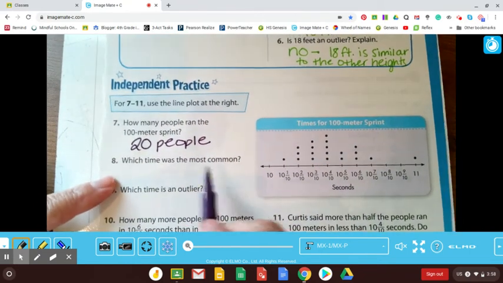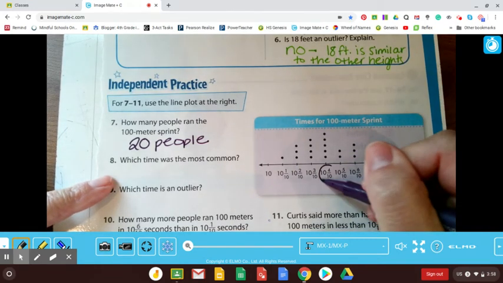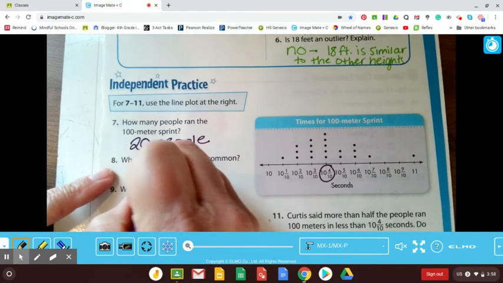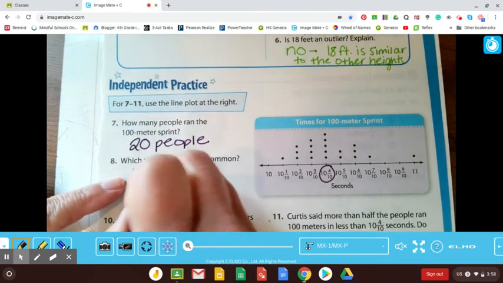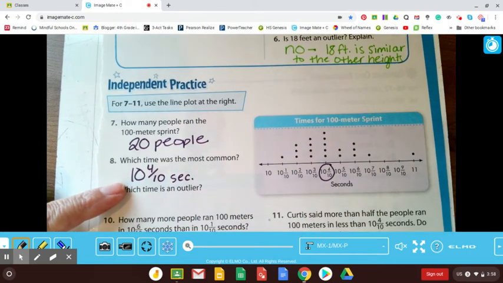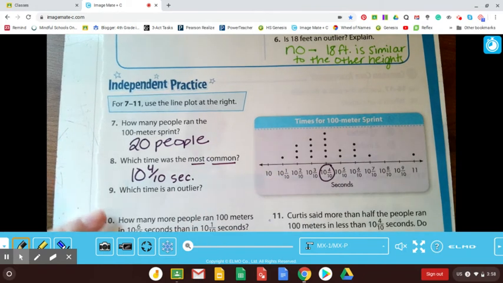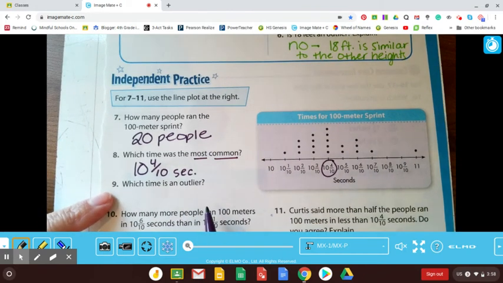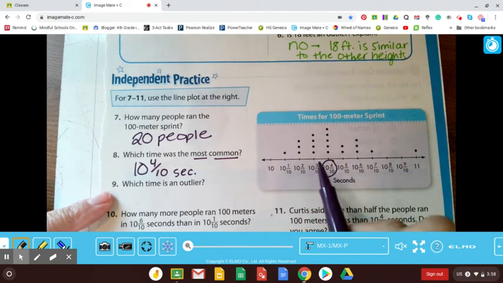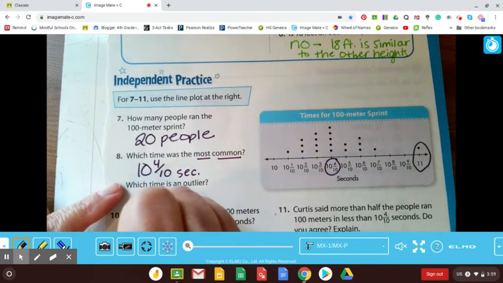Okay, which time was the most common? So which time has the most number of dots? And that would be 10 and 4/10 seconds. So 10 and 4/10 seconds is the most common. And which time is an outlier? Which time is a little bit separated from all of the other ones? Well, that would be this guy over here, 11 seconds.